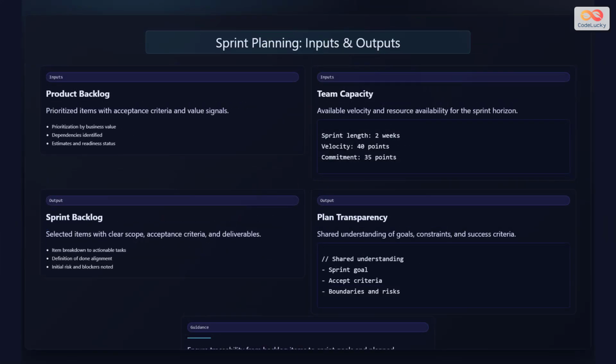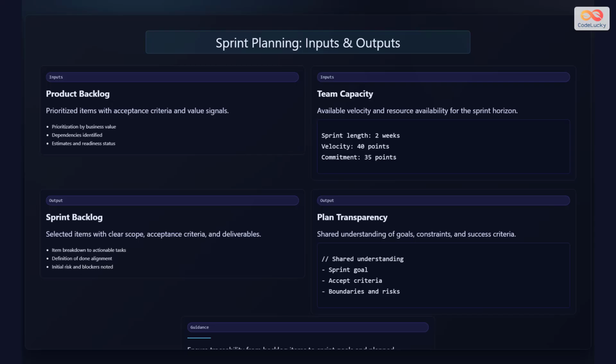Sprint planning follows a structured flow. First, the product owner presents the sprint goal and the top backlog items prioritized by business value. The development team then discusses each item, asks clarifying questions, and estimates the effort required using story points or t-shirt sizing. The team selects items they believe they can complete based on their velocity, which is the average amount of work completed in previous sprints.